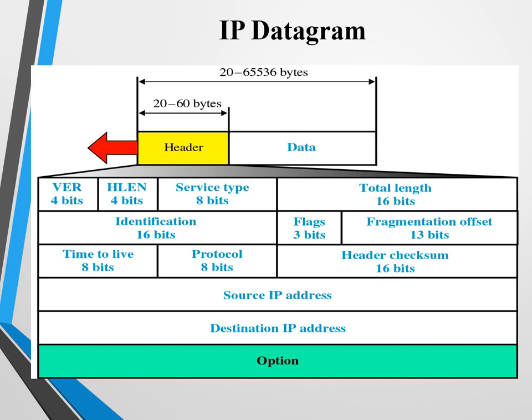Here you can see this is an IP datagram. It has a header which has a length of 20 to 60 bytes, and the total length of an IP datagram is 20 to 65,535 bytes, in which 20 to 60 bytes are for the header and the rest of the bytes are for the data. And this is the detail of the header. In the header we have VER 4 bits, HLEN 4 bits, service type 8 bits, and the total length is 16 bits.